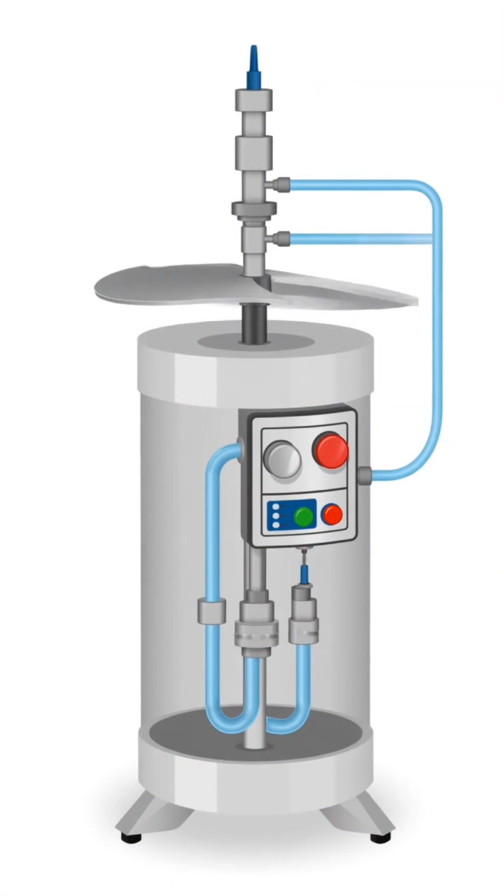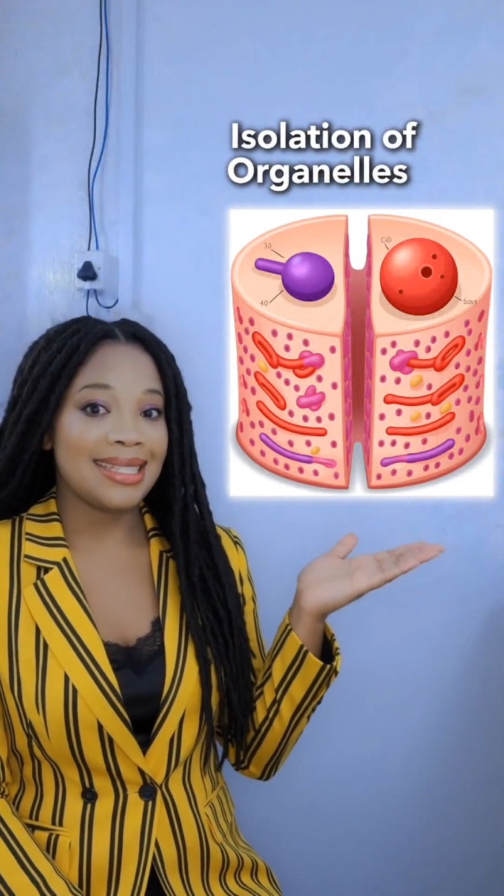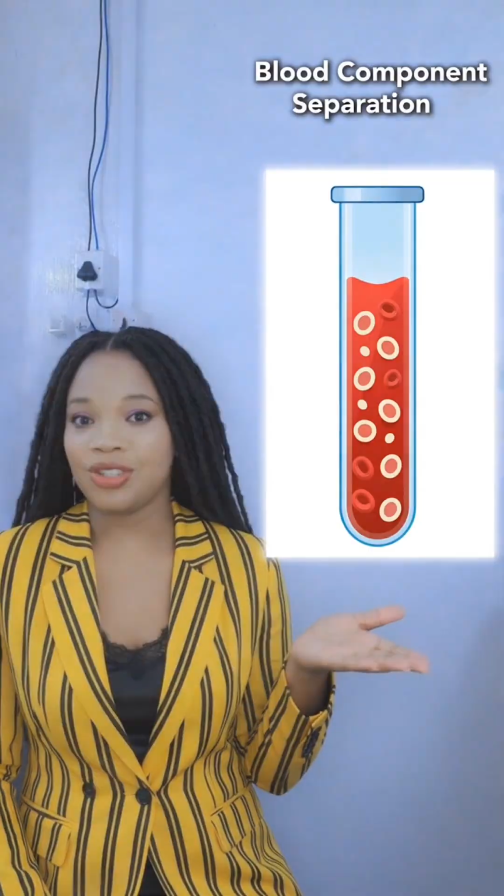Centrifugation has many applications in science. First, it isolates organelles from cells. Next, it separates blood into plasma and cells. Finally, it purifies proteins for research. It's a powerful tool. Number 2 is chromatography.